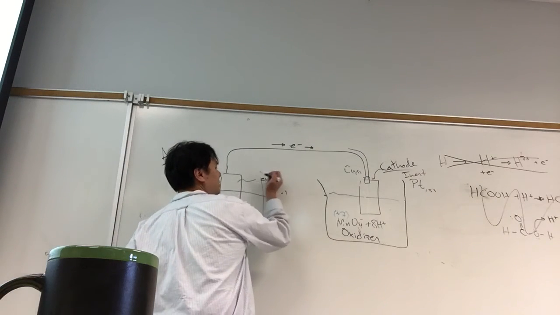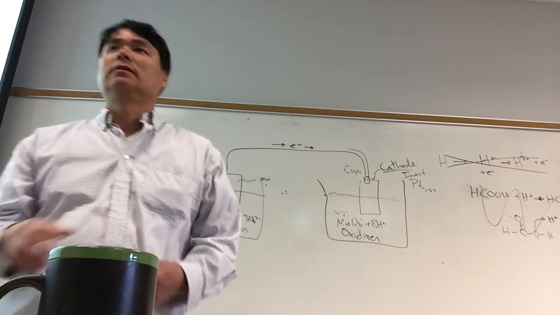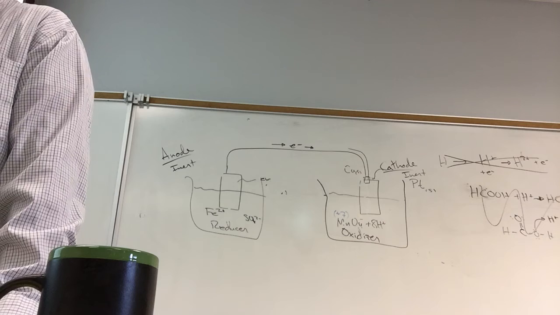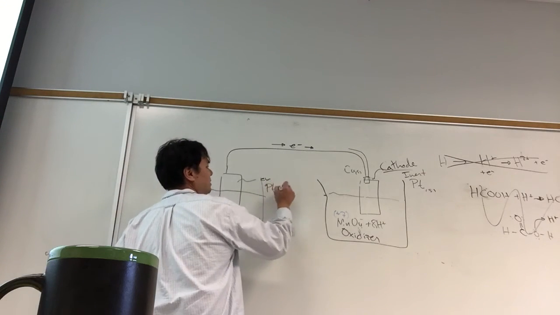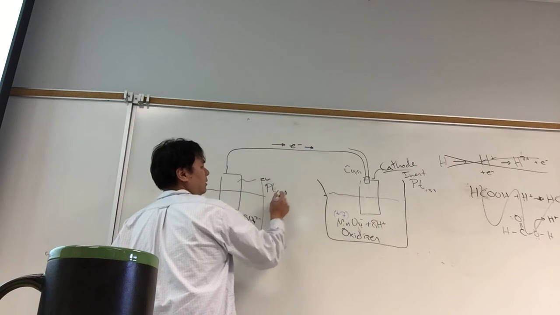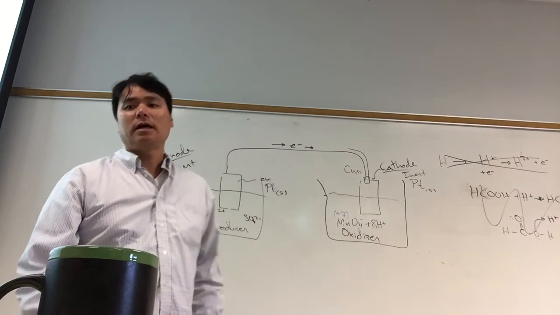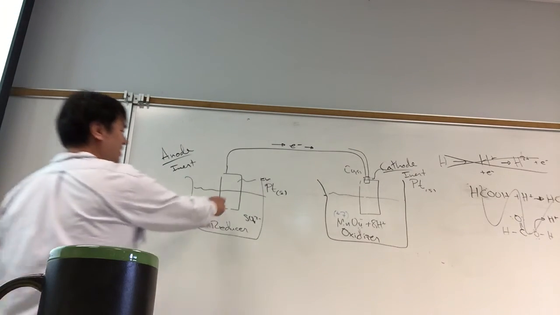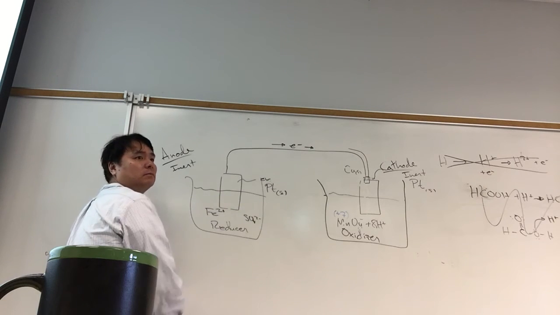What do I need to use here? I would have to use platinum. I need to use platinum, otherwise the electrons are going to be pulled off. Platinum. Even though the platinum is not going to react with anything in here, it'll react with over there. Does that make sense?